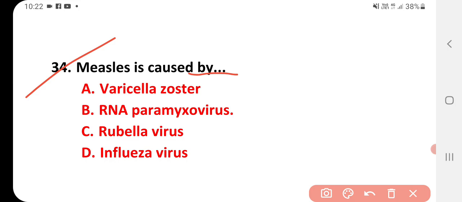Next 34, measles is caused by varicella zoster, RNA paramyxovirus, rubella virus, influenza virus. So measles is caused by RNA paramyxovirus. Option B.